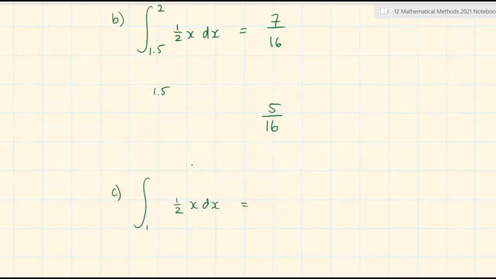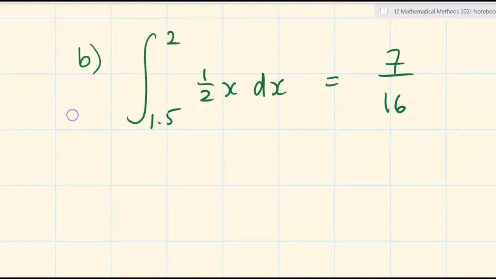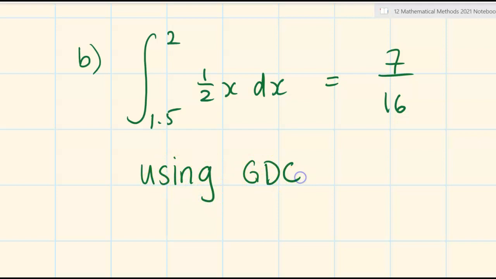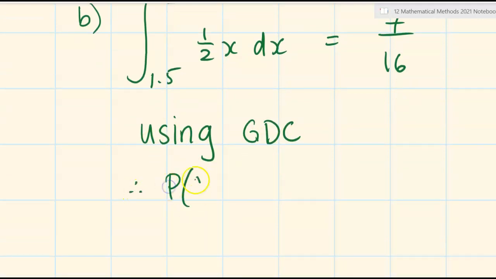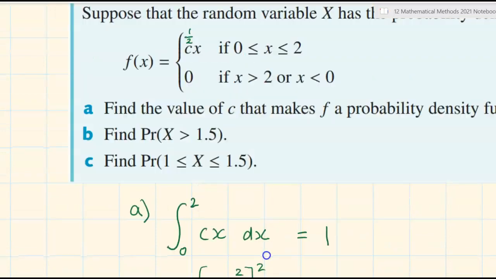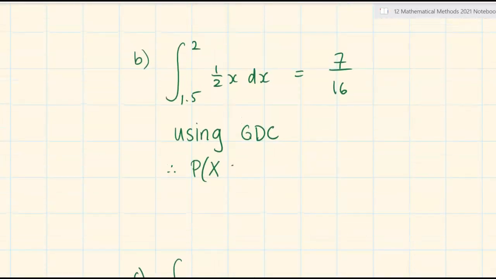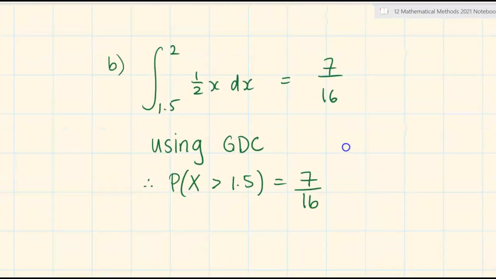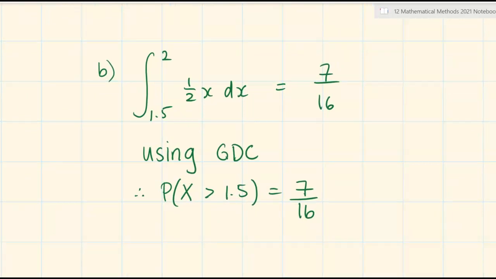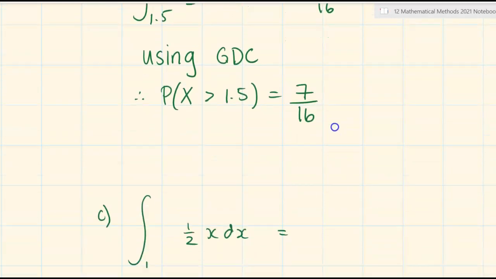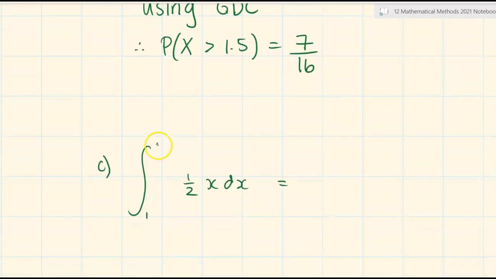And in terms of what you should be communicating, I guess we will say using GDC, therefore, the probability that X is, was it just greater than? Okay, guys, just have a look at that, please. Make sure you have got probability of X is greater than 1.5, some sort of summary statement. And then the last one was 1 up to 1.5, and your final answer was 5 on 16.